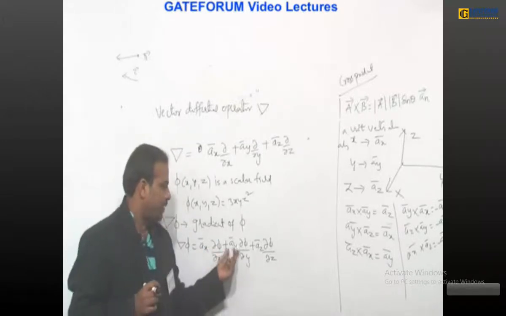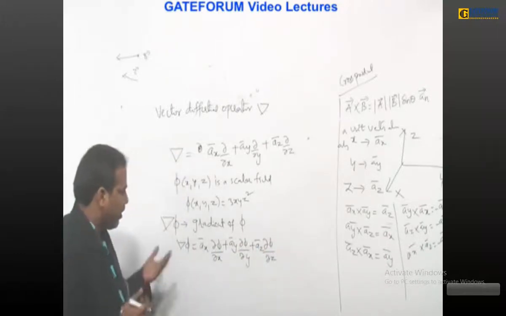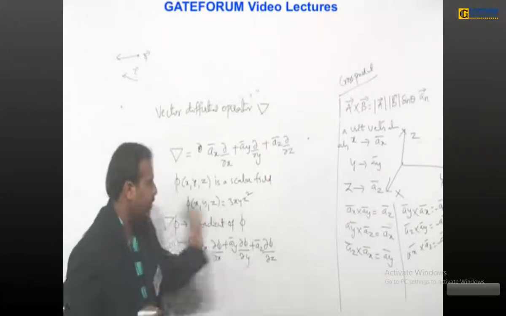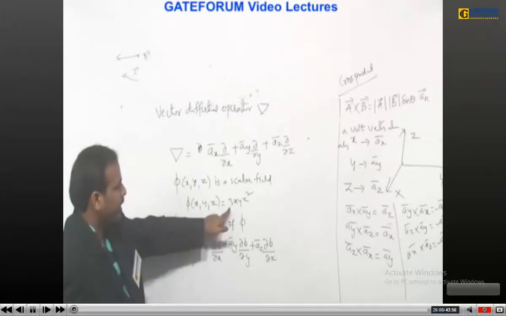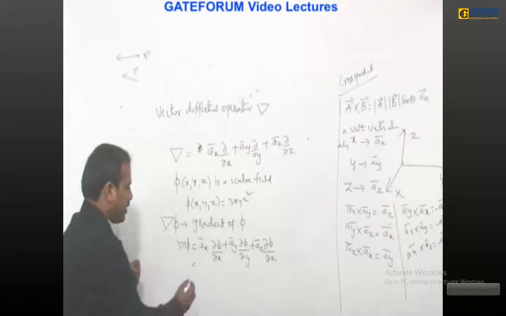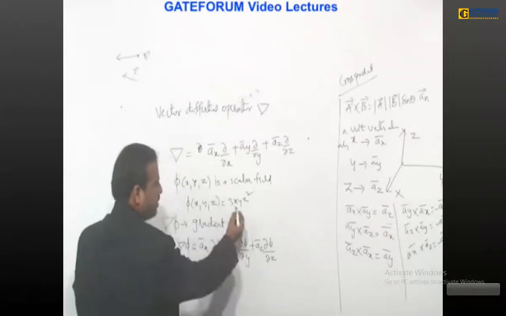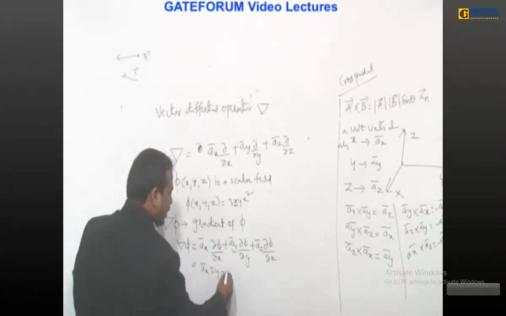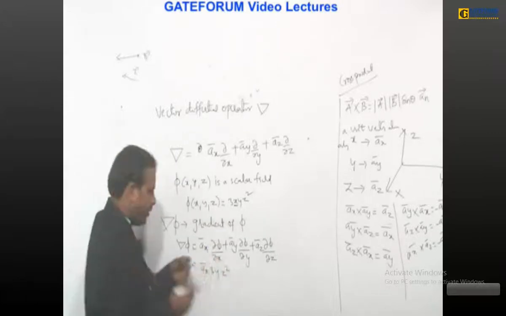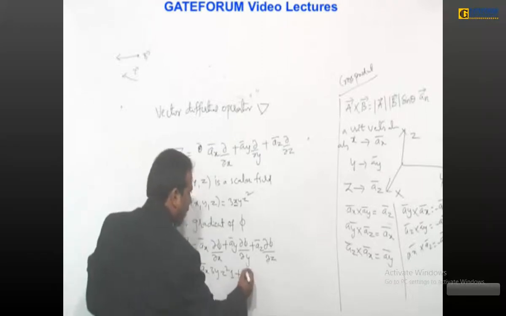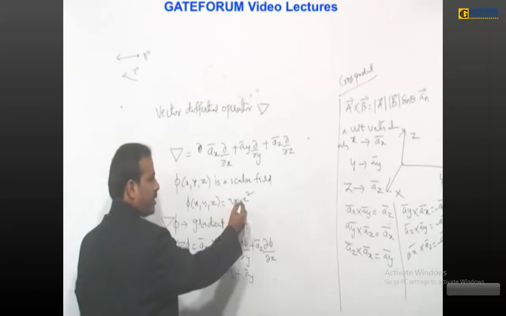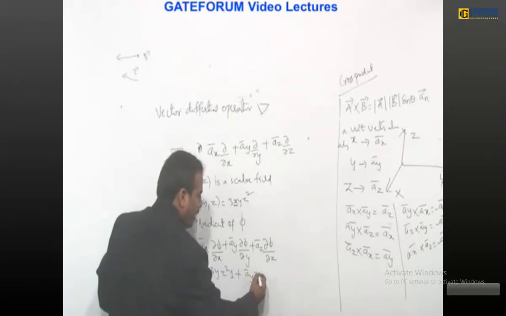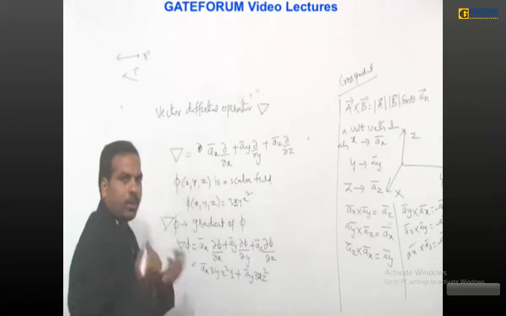Now we perform the partial differentiation. ∂φ/∂x means just differentiate phi partially with respect to x, so the other terms can be treated as constants: 3yz², and the differentiation of x with respect to x becomes 1. Plus a_y times ∂φ/∂y: other than y, the term we have is 3xz², which can be treated as constant, multiplied by the differentiation of y with respect to y, which becomes 1.